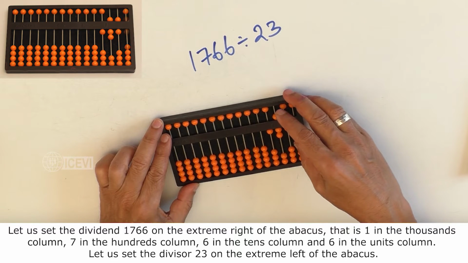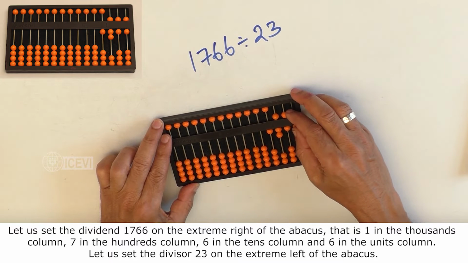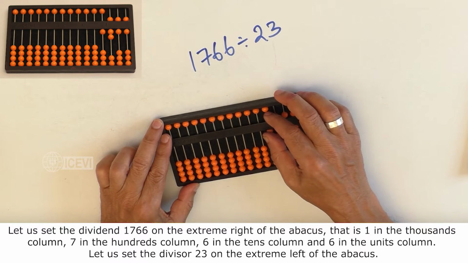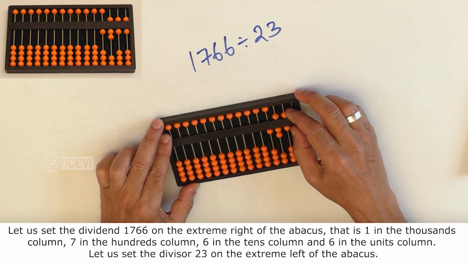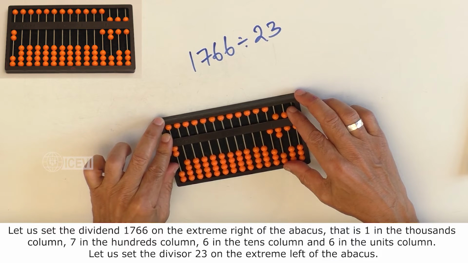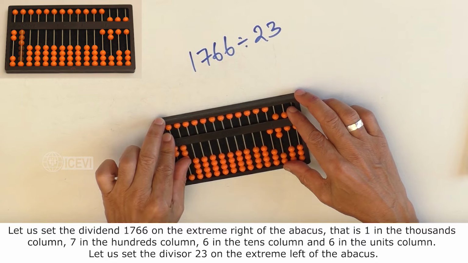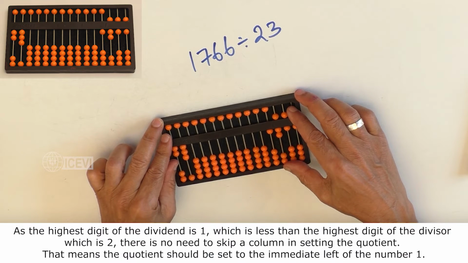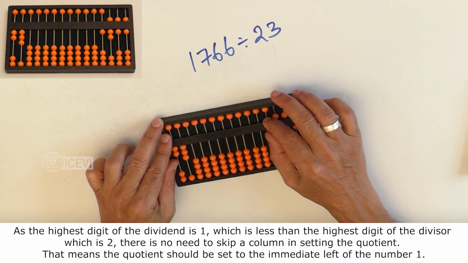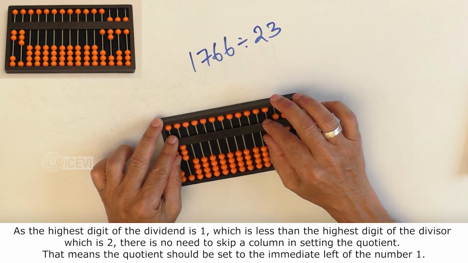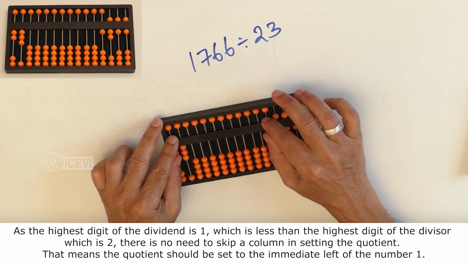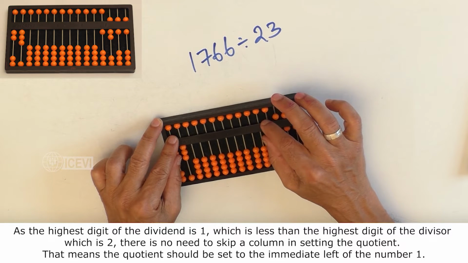1766 in the right extreme of the abacus, that is 1 in the thousands column, 7 in the hundreds column, 6 in the tens column and 6 in the units column. Let us set the divisor 23 on the extreme left of the abacus. As the highest digit of the dividend 1, which is less than the highest digit of the divisor, which is 2, there is no need to skip a column in setting the quotient. That means the quotient should be set to the immediate left of the number 1.